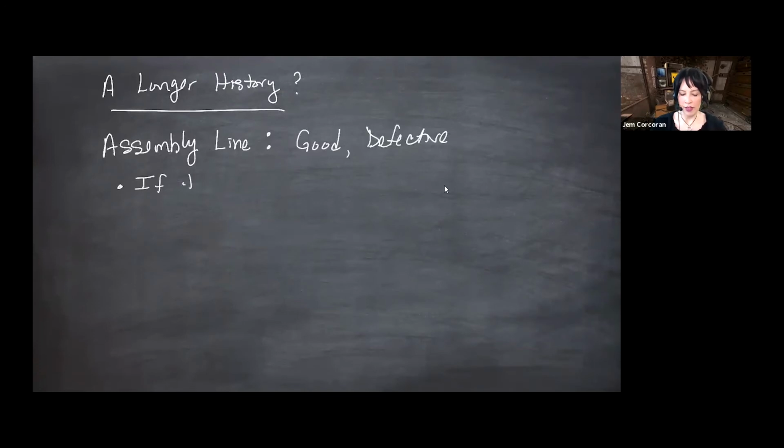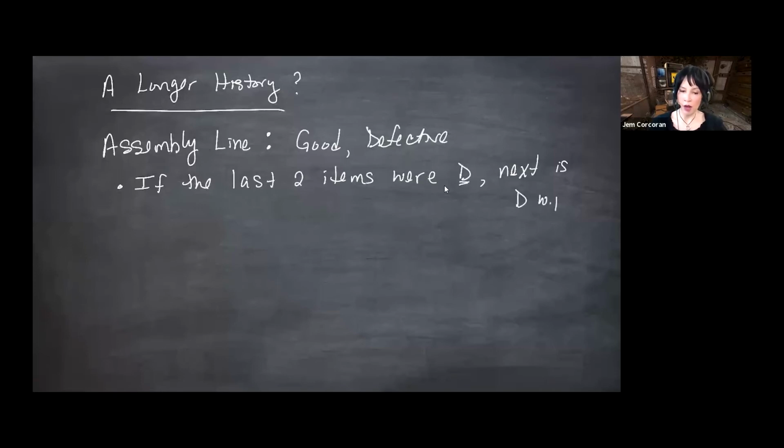I'm going to write out one in its entirety and then do the rest. So if the last 2 items were defective, let's say that the next is defective with probability 0.4. So I need a couple of days of history here. And then this is going to be the same, but I'm starting with the last 2 items being good, and then the next is good with probability 0.95.